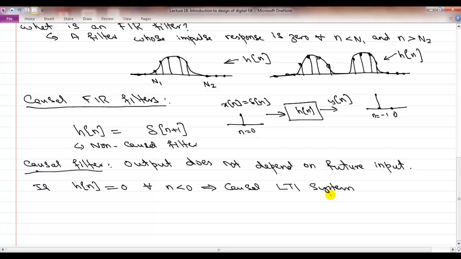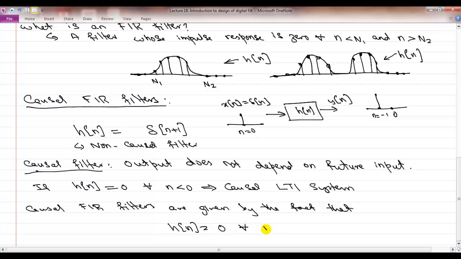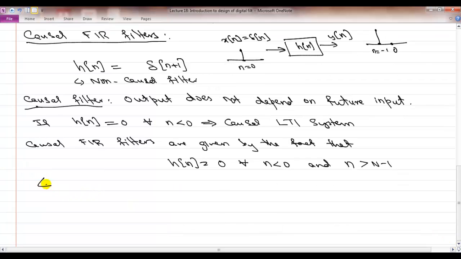And of course, everything in the real world is causal. We don't have this magic of figuring out what the input will be. So if we go by that, then causal FIR filters are defined as filters where you have h[n] equal to 0 for all n less than 0 and n greater than N minus 1. And we call these length N FIR filters.